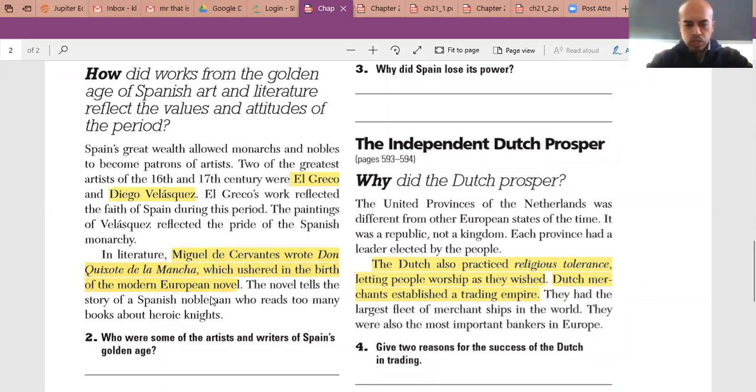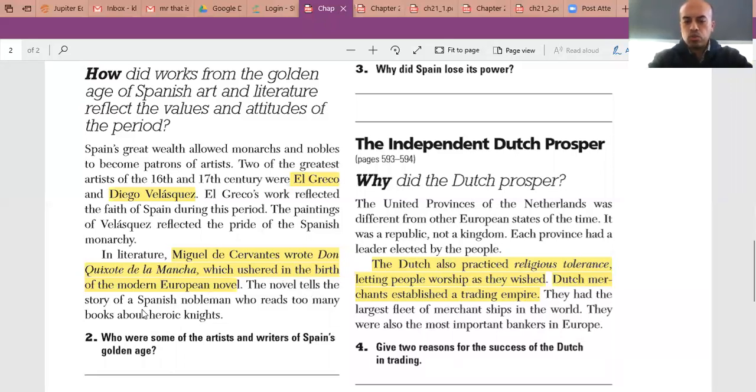Also, we may have a question here. Who wrote Don Quixote de la Mancha? Miguel de Cervantes. Okay. What was significant about Miguel de Cervantes? He was the writer of Don Quixote de la Mancha, which ushered in the first of the modern European novel. These are two questions that you may have in the exam.